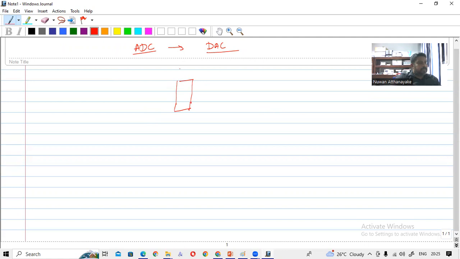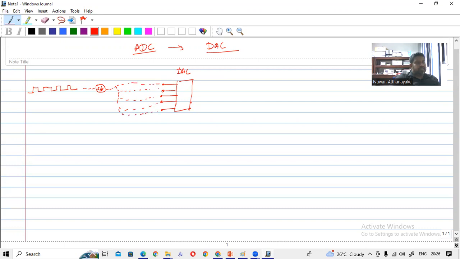So normally, if you consider a DAC, a digital to analog converter, the input should be a digital signal. Digital signal means like this. So if the signal is like this, you have to convert this signal using a serial to parallel converter, and you can send the bits, or the corresponding voltage values, to these pins using a serial to parallel converter.